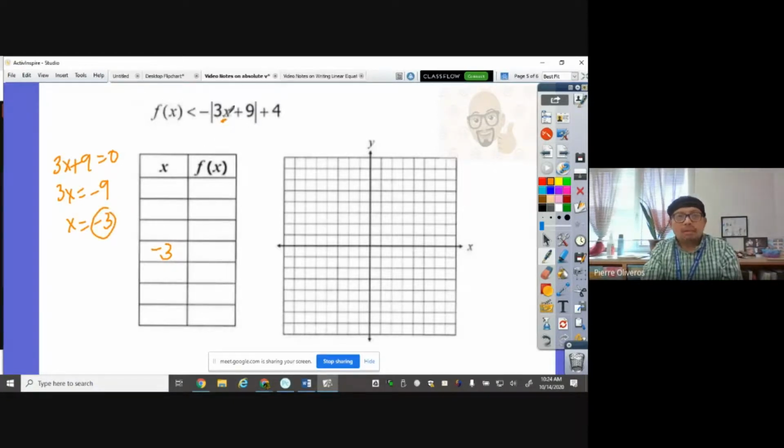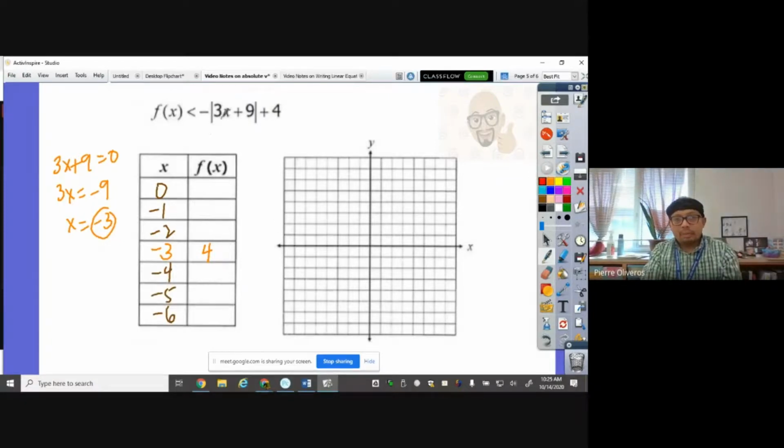3 times negative 3 is negative 9. Plus 9 will be 0. Absolute value of 0 is 0. 0 times negative is 0. Plus 4 is 4 there. Okay. We pick a couple of numbers before the negative 3, I mean, before the vertex. So negative 4, negative 5, and negative 6 on one side, and we're going to have negative 2, negative 1, 0 on the other.